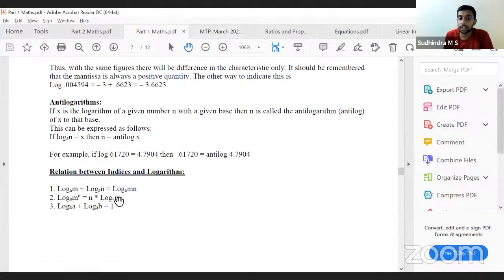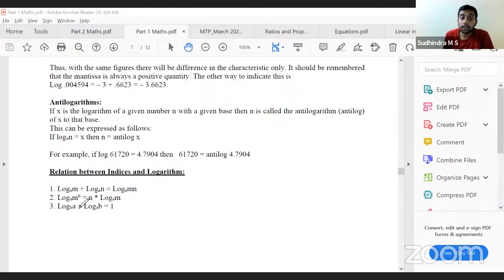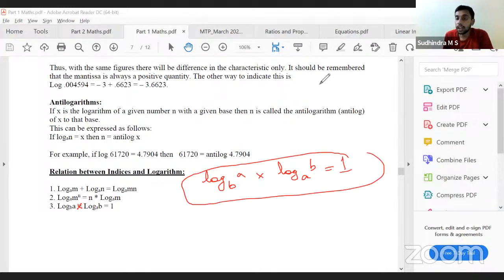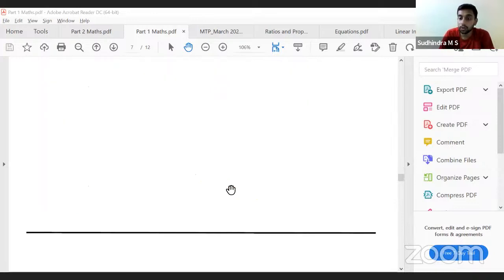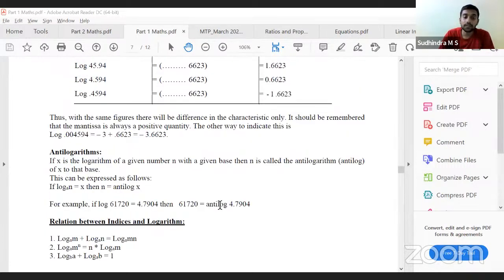Log mn is log m plus log n. Log m to the power of n is n into log m. So log m to the power of n will be, push this n outside, n into logarithm of m. And logarithm of a to the base b into logarithm of b to the base a is equal to 1. So these are the concepts that we have to look into in logarithms. The main properties that we have discussed, based on these properties, questions will be asked in this discussion. Clear? Any doubts in this?